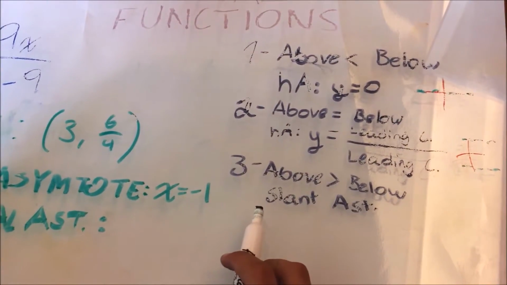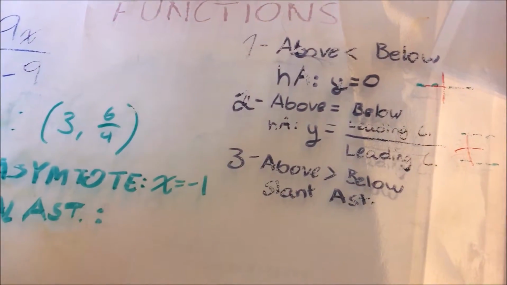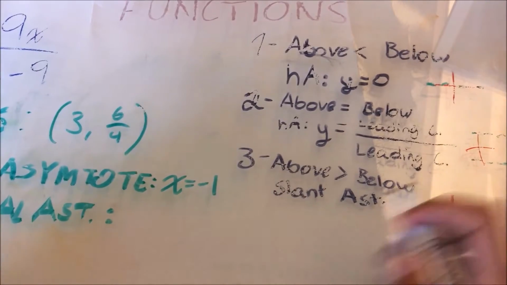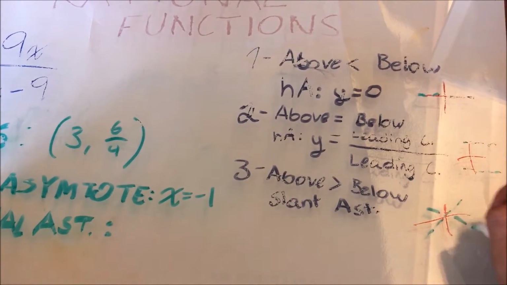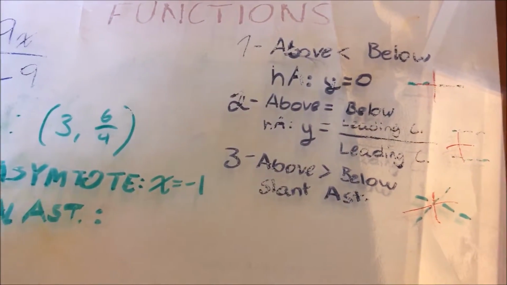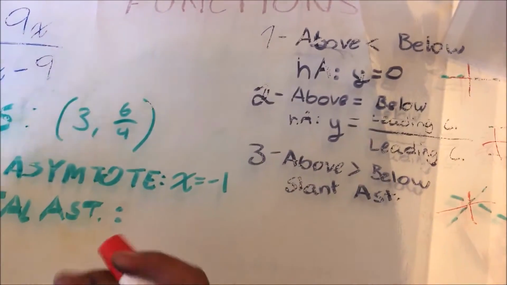In this case, we have what we call a slant asymptote. Now, slant asymptotes are diagonal asymptotes. They can look like this, or they can be this way. And for this, it's a more complicated matter.